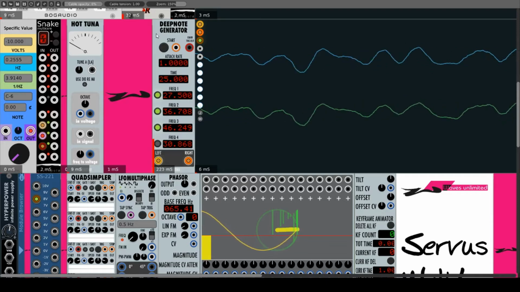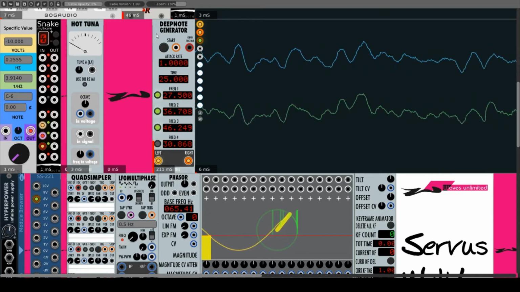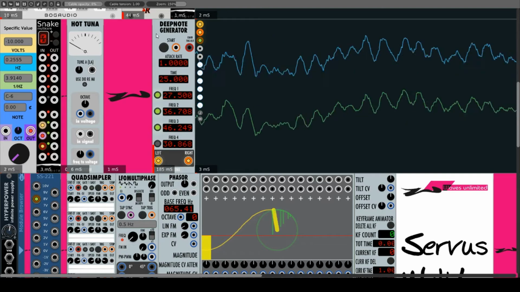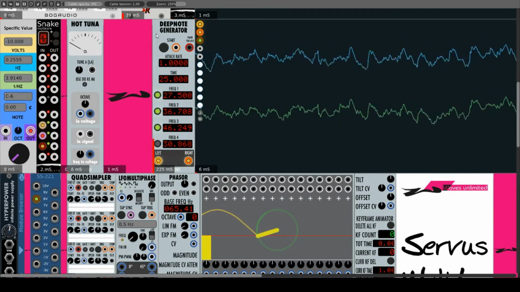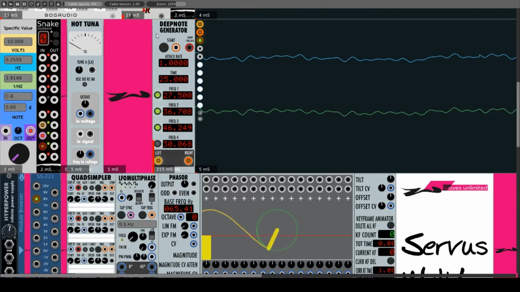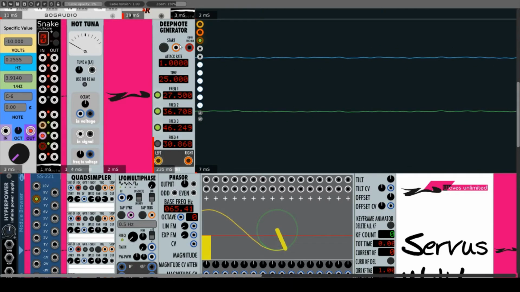Yes, THX. After that he's mute. Next to the Start button is an input. Let's see what happens if you introduce a volt per octave signal here. Nothing. Obviously, this is a gate trigger input.